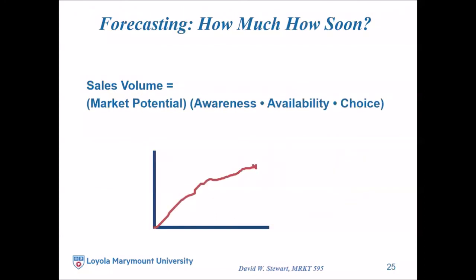I showed you this very early in the course, and I'll repeat it again, and you'll see it again, because it's one of the most powerful formulas in marketing. If I know the size of the market, that's the market potential, and I can get that with my descriptive survey, and I know the level of awareness of my product, I know how many people can get my product, and I know how many people will choose my product if they are aware and can get it, I can compute my sales volume.